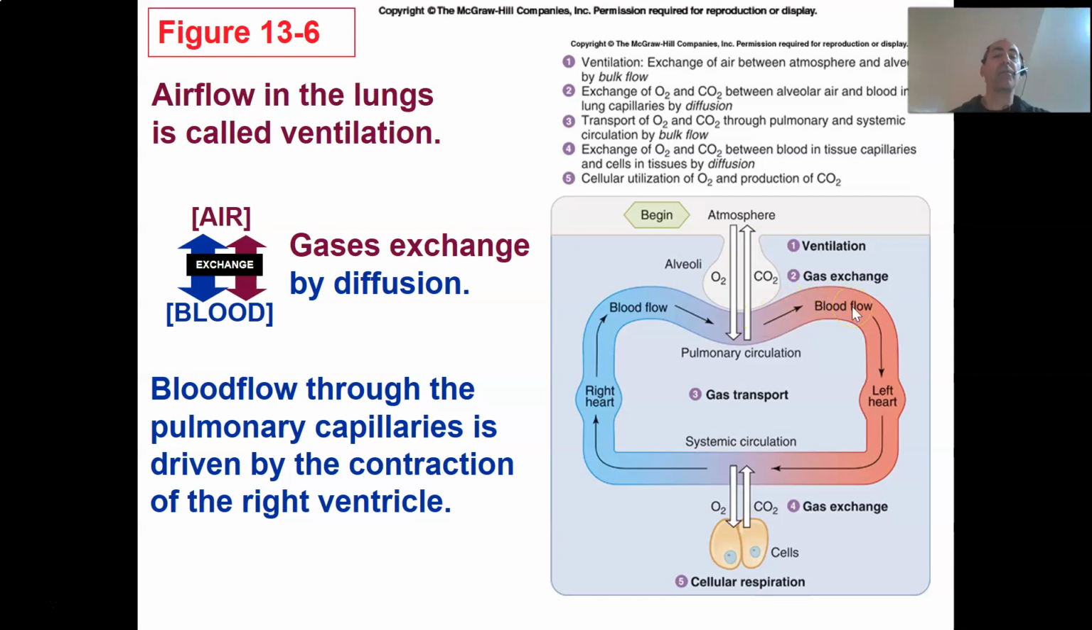You've already learned about the blood flow through the body and through the lungs, so we're not going to repeat that. Ultimately, this blood goes to the left heart and is pumped throughout the body. And so this sequence of events here explains what happens. You should memorize that, know it backwards and forwards.